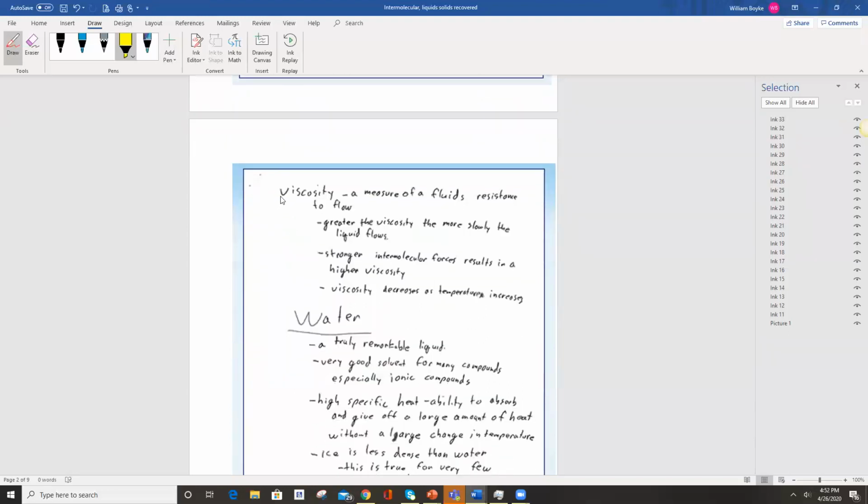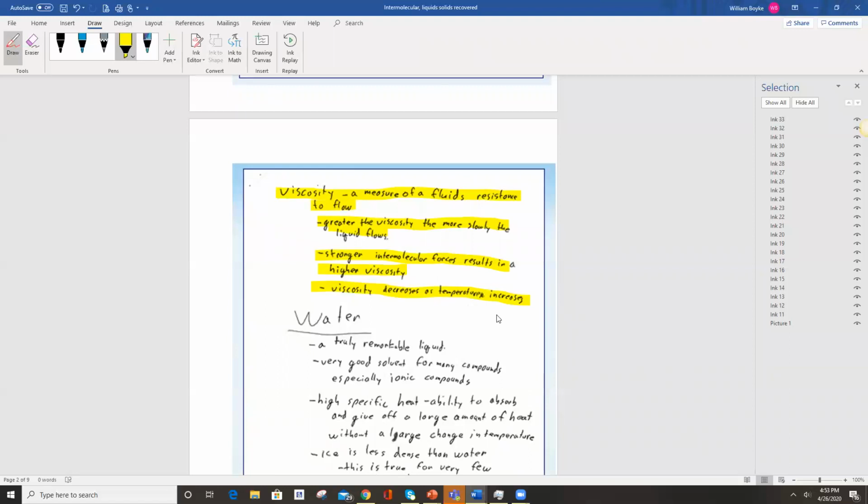Another property we want to be familiar with for our liquids is the idea of viscosity. Viscosity is a measure of a fluid's resistance to flow. The greater the viscosity, the more slowly that liquid flows. Stronger intermolecular forces results in a higher viscosity. Viscosity decreases as temperature increases, and you have some experience with this.